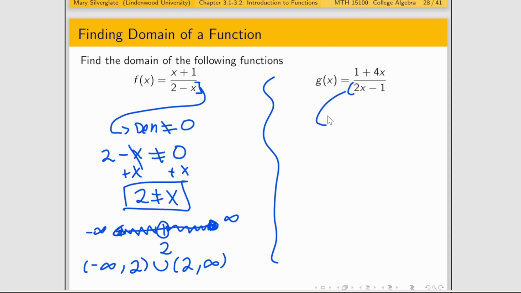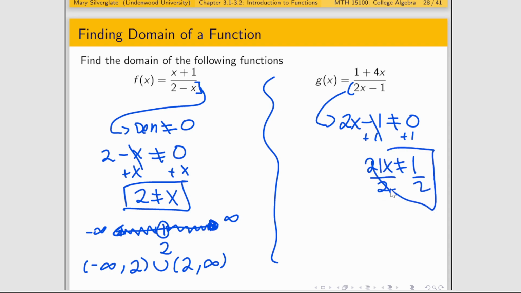Here it's a similar idea. You want to note that 2x minus 1 is not allowed to equal 0. Then I want to solve for x this time in a two-step fashion. So first I undo subtraction with addition. So 2x cannot equal 1. Then I undo multiplication with division. So x cannot equal a half. If I wanted inequality notation, I would be done.